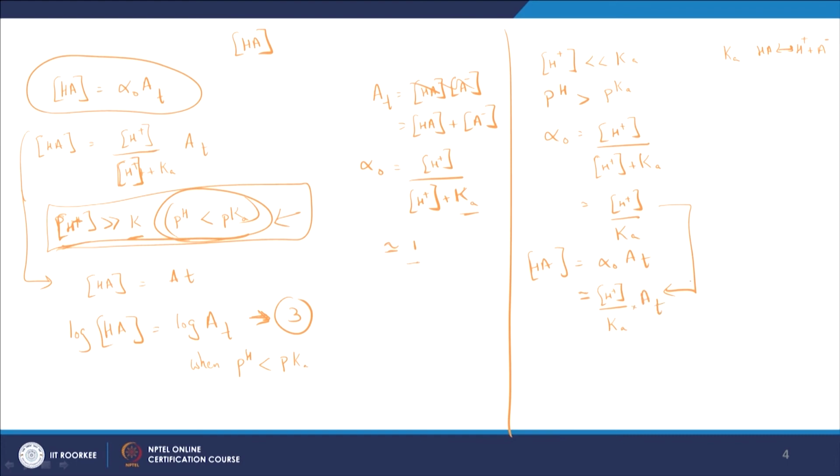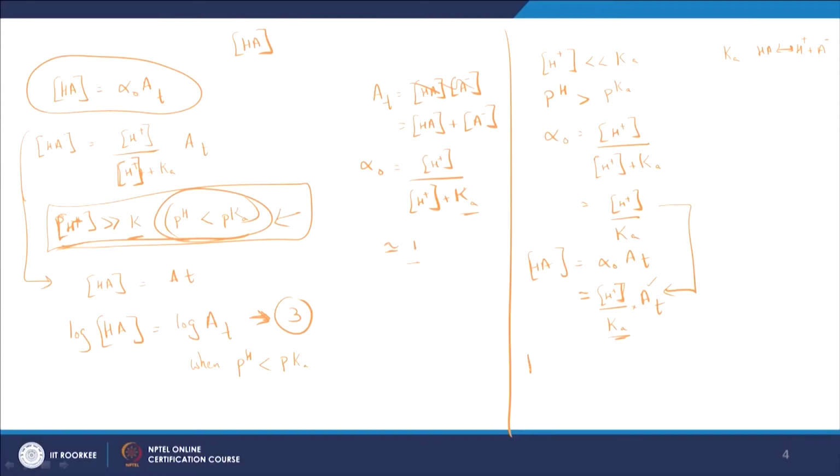So, more or less let us look at what we have. A total is your total acid, that is more or less a constant for a particular scenario, and the denominator Ka, the acid dissociation constant for that particular acid, is obviously a constant, and so the only variable is your H plus. So, log concentration of HA is equal to log H plus plus log A total minus log Ka, and that is equal to log A total minus log Ka minus pH. So, this is the case that would be applicable when pH is greater than pKa. That is what we just derived.